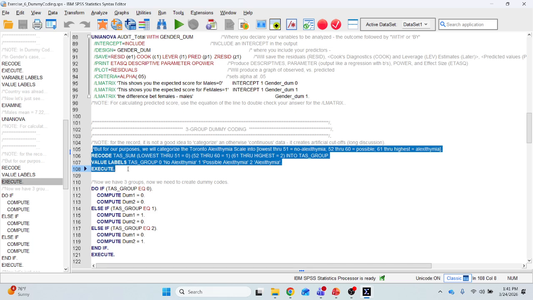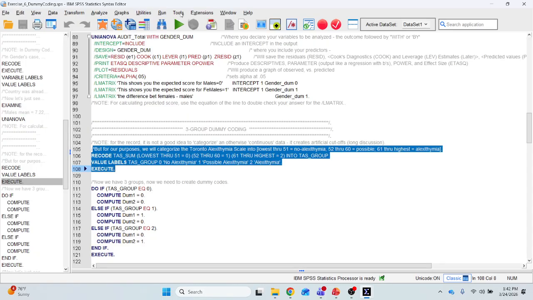If they got a score in alexithymia from the smallest up until 51, they get a 0, and I'm labeling them as no alexithymia. If their scores are between 52 and 60, I'm going to give them a 1, put them in group 1, and call them possible alexithymia. And if you have 61 up until whatever the highest number is, I am going to put you into group 2, and I'm going to call you the alexithymia group. I'm doing this because I don't have a 3 group thing in my data.